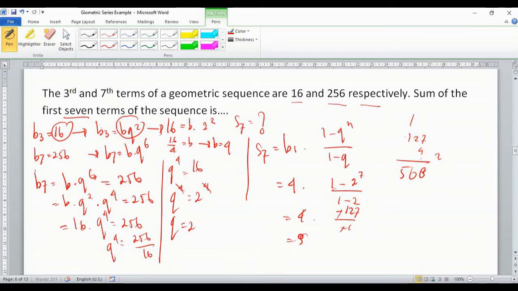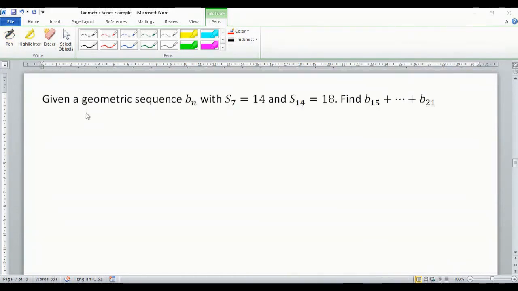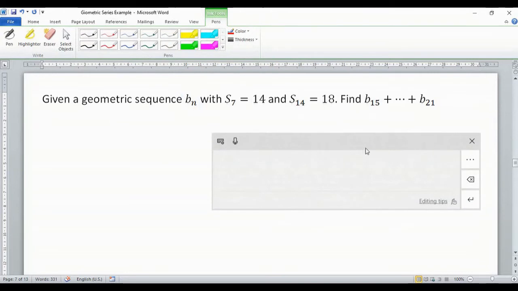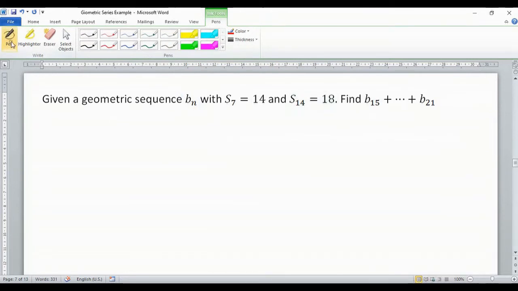Okay, so everyone, I hope you understand what I'm explaining. Given a geometric sequence Bn with S7 equal 14 and S14 equal 18, you need to find B15 until B21. Okay, before we continue, let me clarify in here.